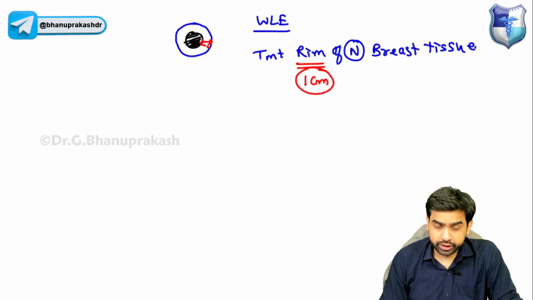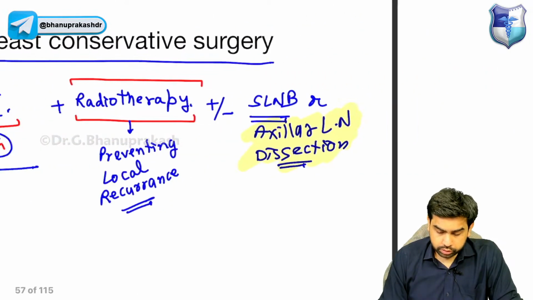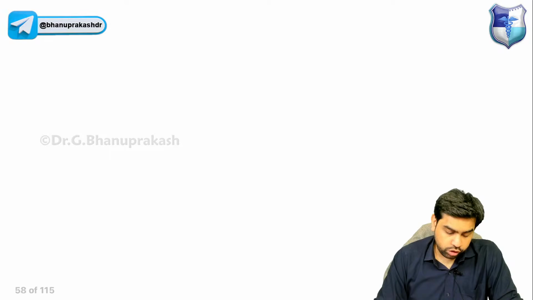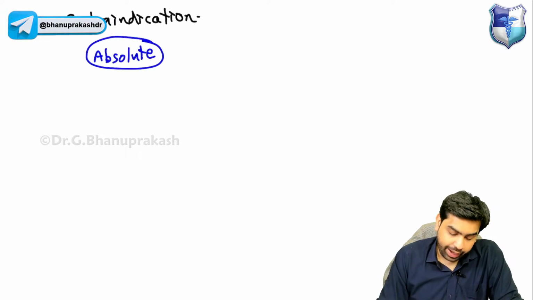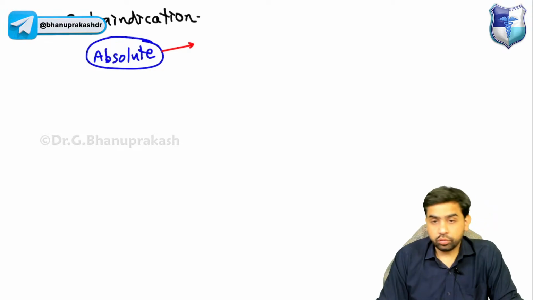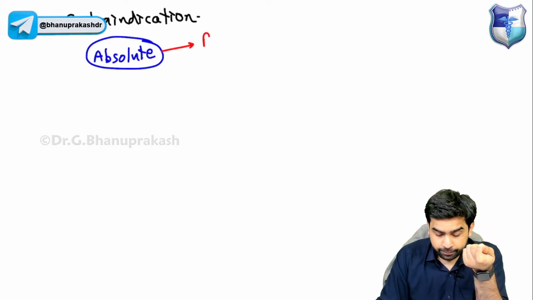Okay, got it? Now what are the contraindications of performing this particular breast cancer surgery? Can you please help me with this? Contraindications for performing breast conservative surgery. There are 2 absolute contraindications. So what are the absolute contraindications for performing a breast conservative surgery? The absolute contraindications for performing a breast conservative surgery are pregnancy.